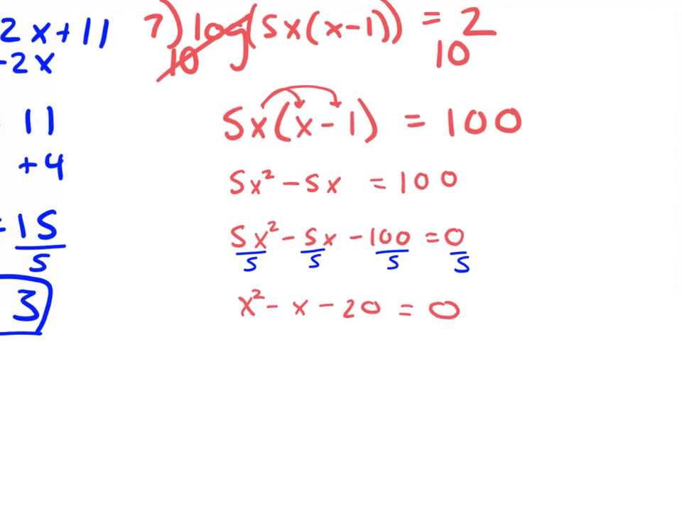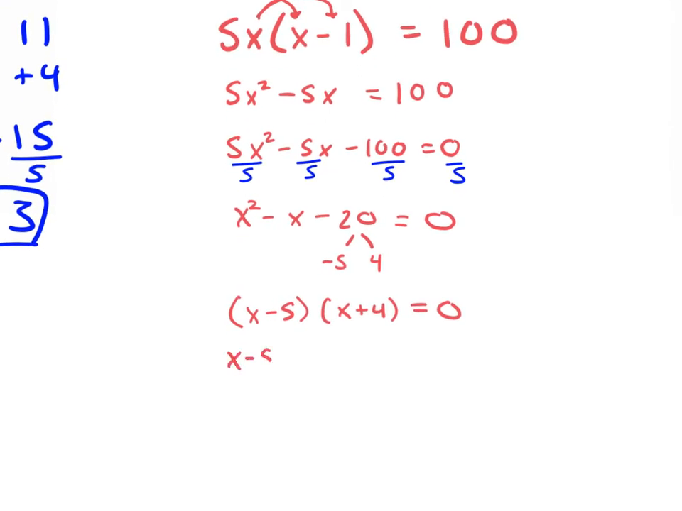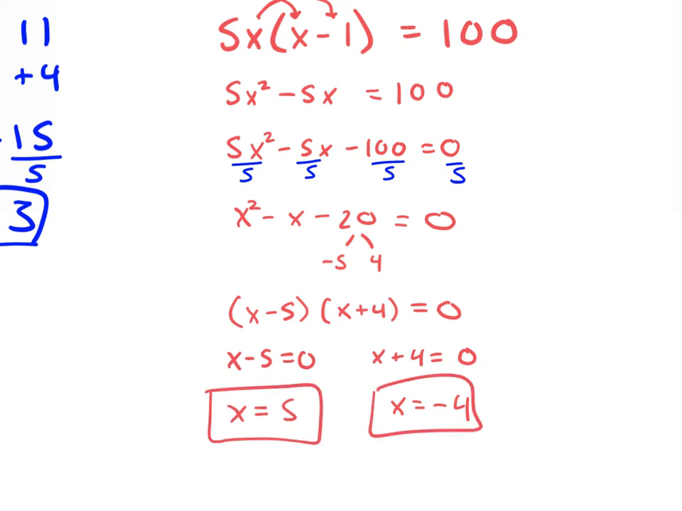What's next? Factor it. What are two factors of negative 20 that add to negative 1? Negative 5 and 4. So we have x minus 5 times x plus 4 is equal to 0. x minus 5 is equal to 0. x plus 4 is equal to 0. What do we get for x? x is equal to 5 and x is equal to negative 4. Good job. Any questions here?